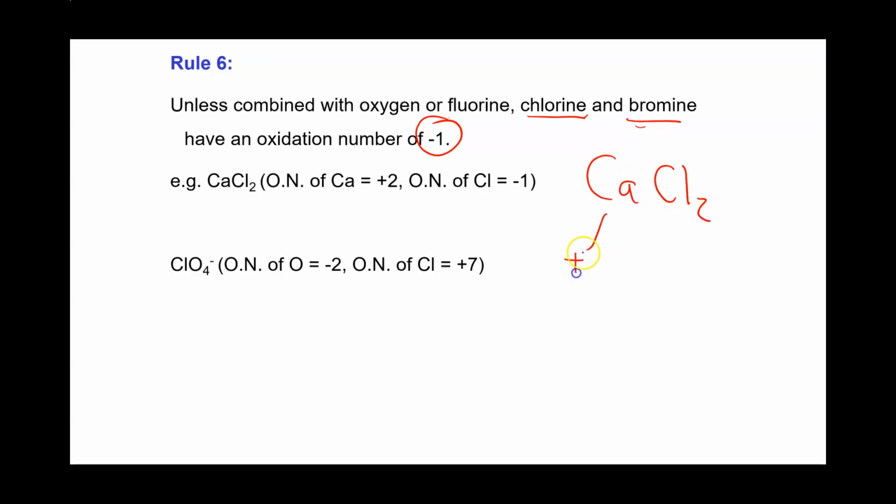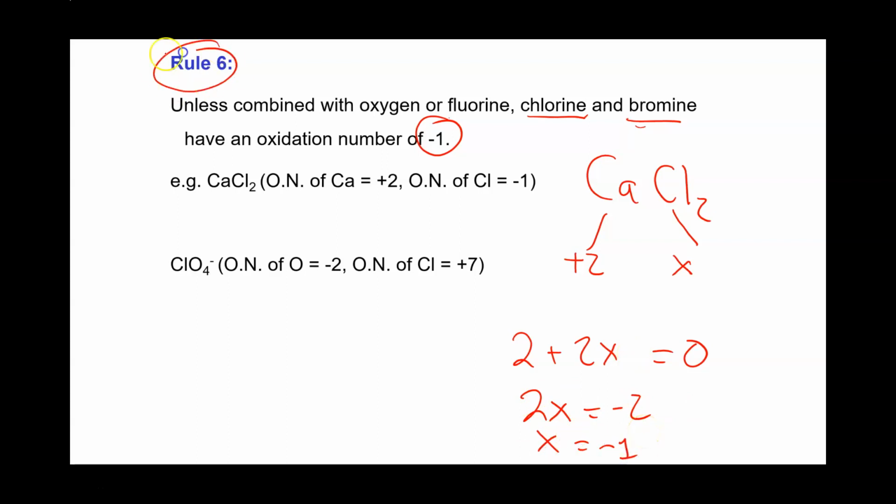Calcium is +2 because it's a metal, so it's always an ion, and calcium is in group 2. Now I could memorize that chlorine was -1 in compounds, unless it's with oxygen or fluorine, but I could also just let that be x. So then I would say that 2 plus 2 lots of x adds up to 0. 2x equals -2, therefore x equals -1. So this rule is kind of handy to know, but it's not essential if you can't memorize it. Okay.